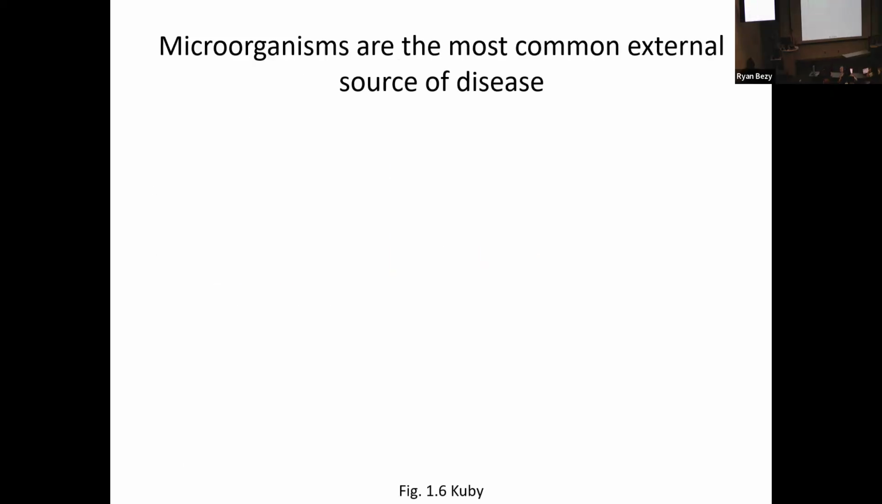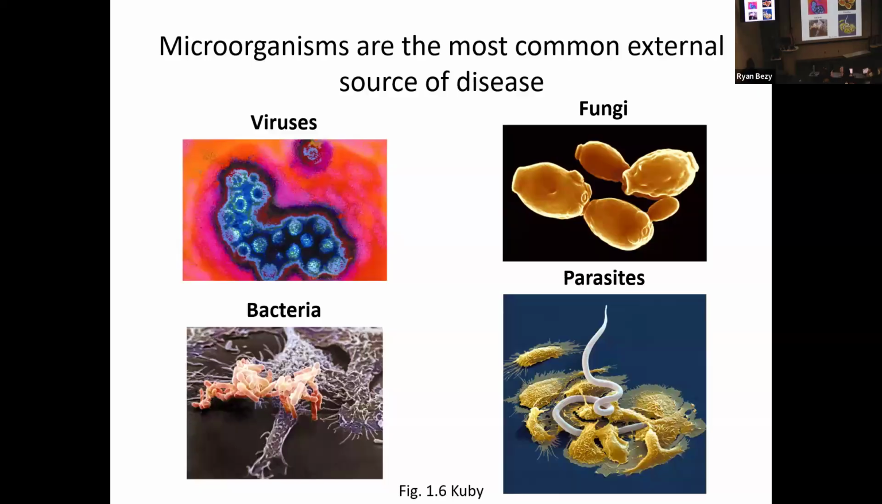Typically, when we talk about external dysfunctions, we're talking about microorganisms penetrating into the body and causing disease, whether that's a virus, a bacteria, a fungus, or some type of parasitic worm like roundworms or tapeworms, for instance. But these are an outside agent that gets into the body and then causes disease. That's going to be an external dysfunction.